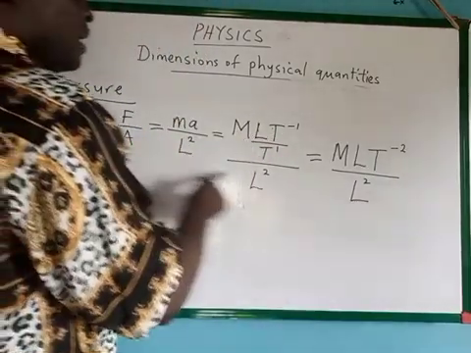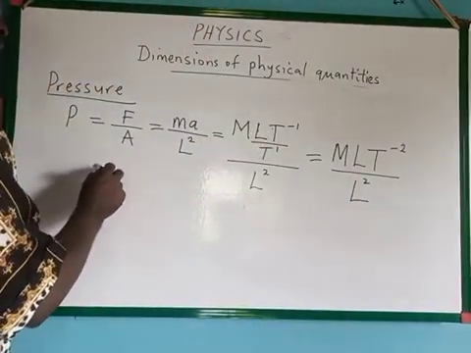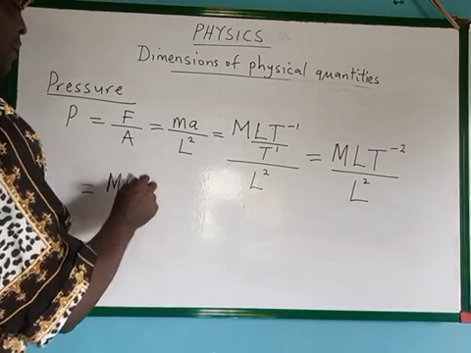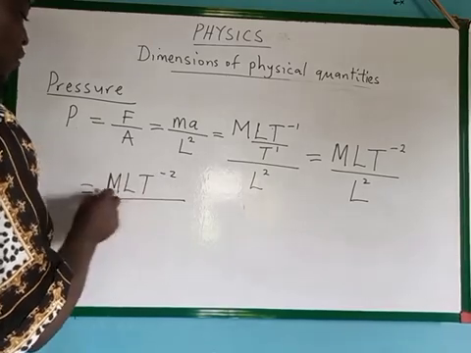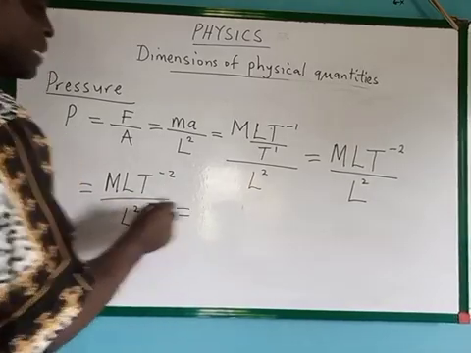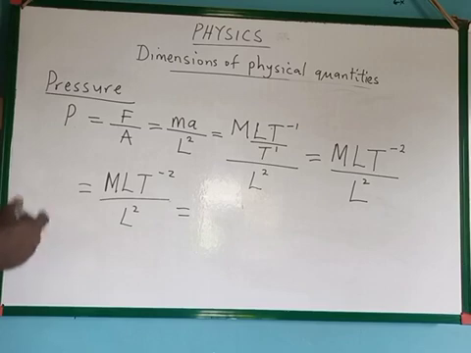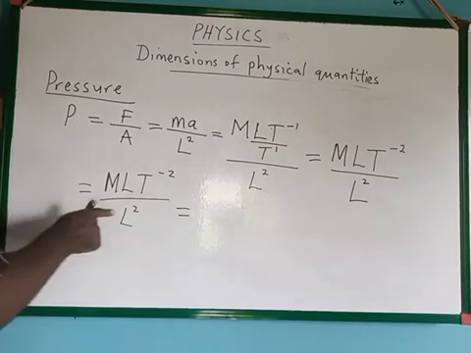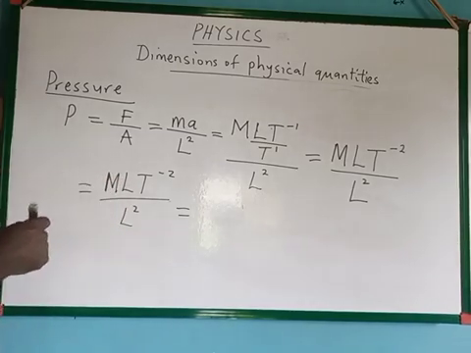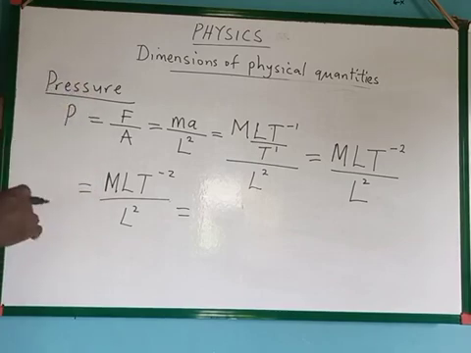Then we have area. Area is what? L raised to the power 2. So let us bring that one down to this place: MLT raised to the power minus 2 all over L raised to the power 2. Now let us apply the law of indices. We have L and L, they are dividing each other, so we'll pick one. That is what the law of division says.